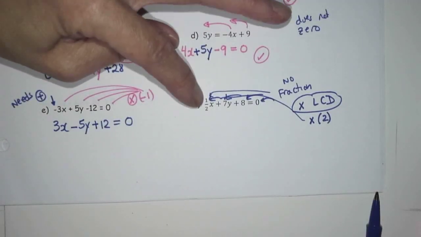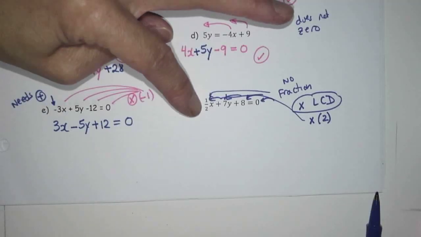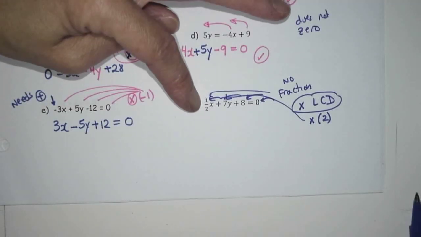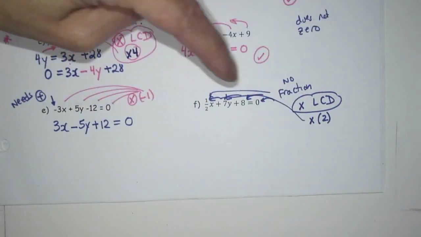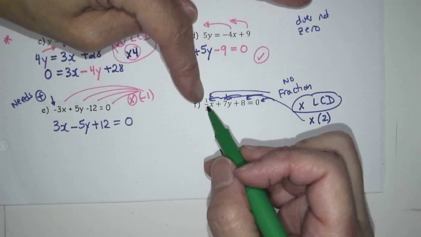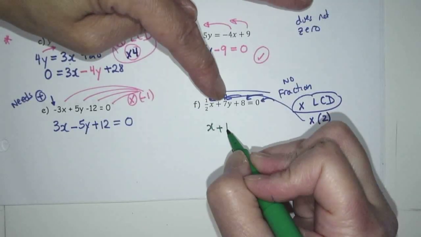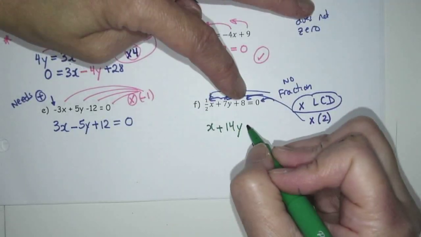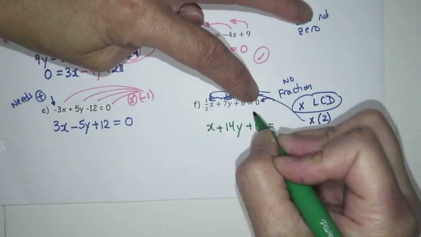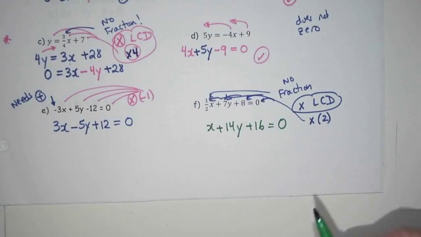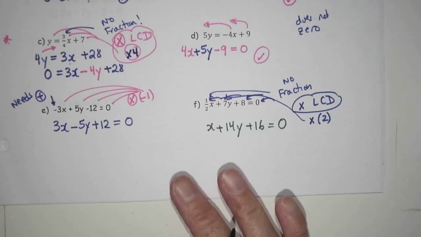So 2 times a half is 2 over 2, which is going to get you 1. Right, so you should hopefully get used to this. So now when we come back to chapter 4, it should be a bit easier. So times 2, 2 over 2 would be 1x. 2 times that is 14y. 2 times that is 16. And 2 times 0 is 0. And you're good to go. So again, it's a throwback to chapter 4 where we're just manipulating the equation.